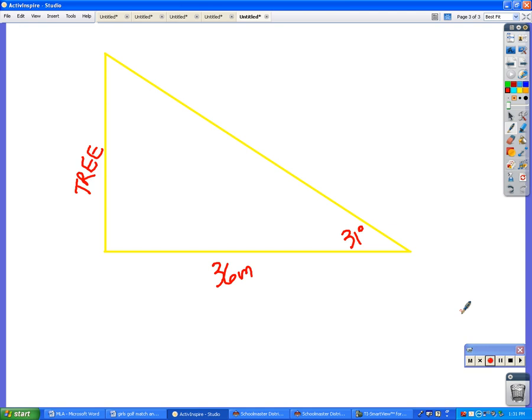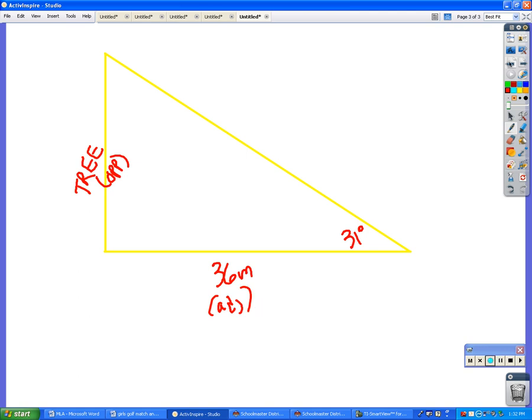Well, we have this angle right here, right? So like I said at the very beginning, once you choose that angle, all three sides now have special names. What is the tree side called? The opposite. What is the 36 meter side called? The adjacent.